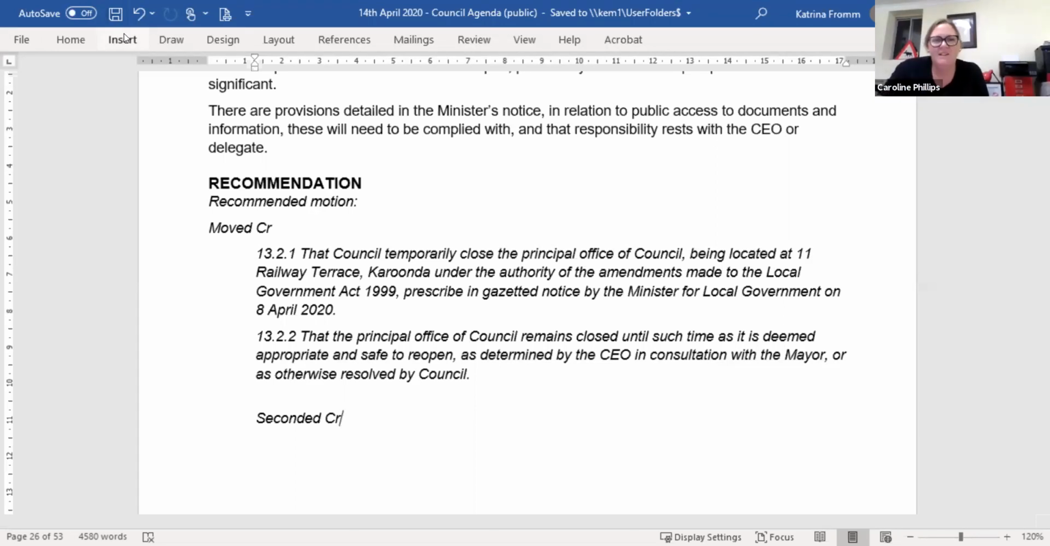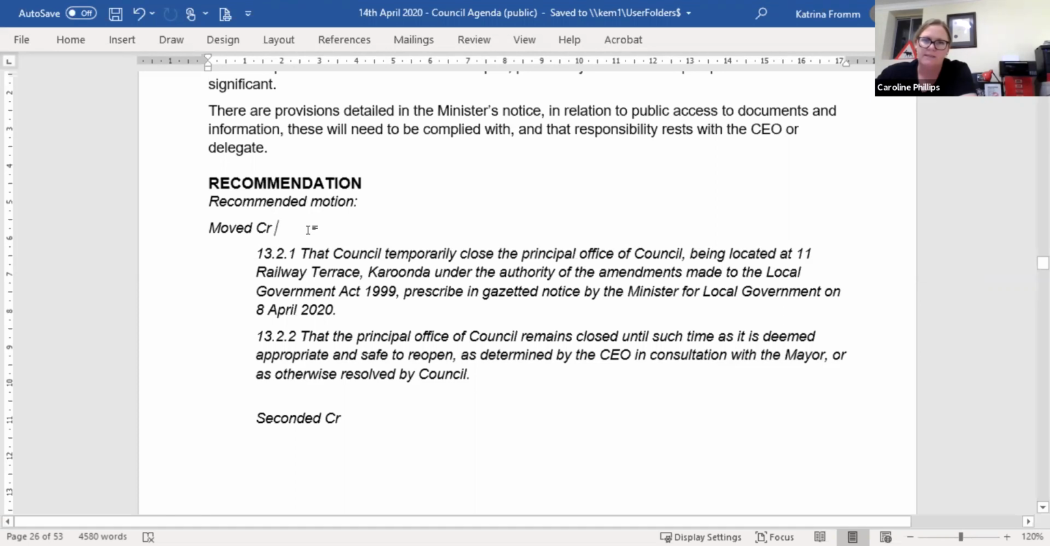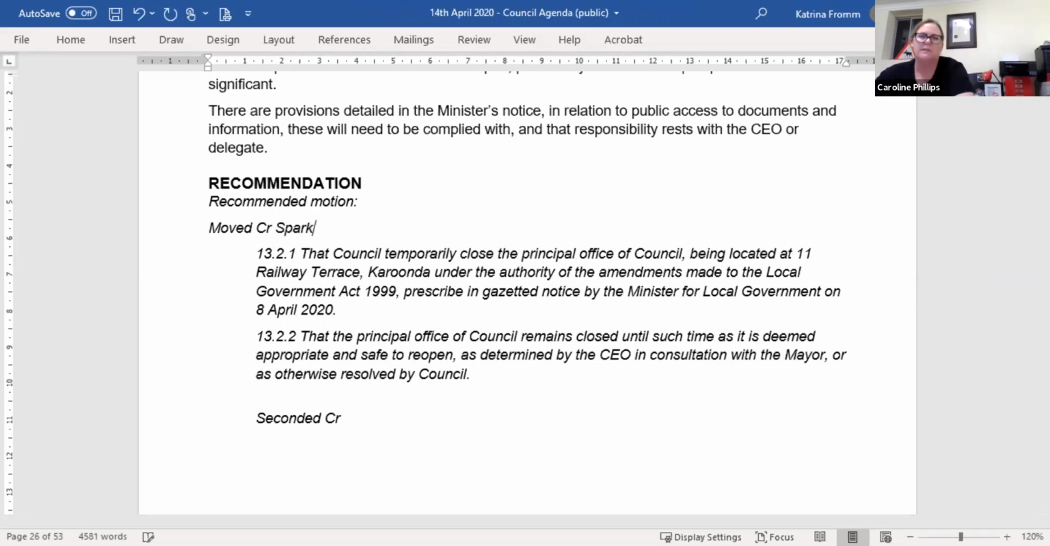Thank you. Do we have any questions relating to that? Nope. Are we able to move them together, Matthew? Yeah. So do I have anyone willing to move 13.2.1 and 13.2.2? Councillor Sparks, seconded by Councillor Smith. All those in favour? That's carried. Thank you.